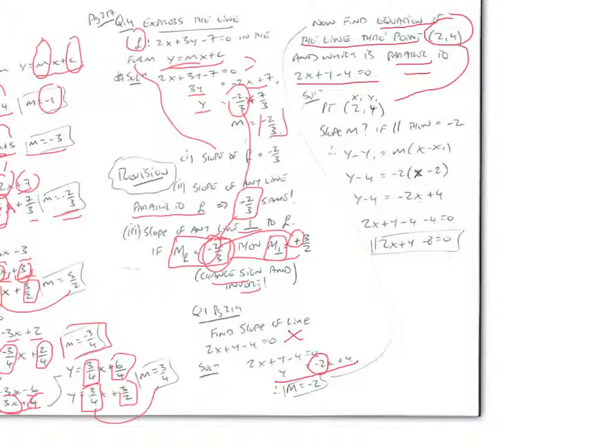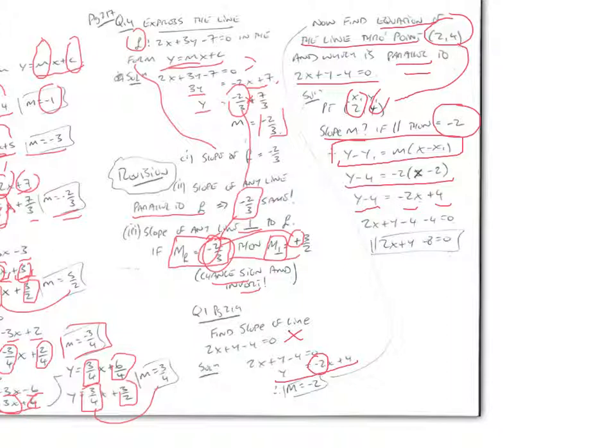So we know the point is 2, 4. That's our x1, y1 values. The line is parallel, so the slope is equal to minus 2. So we use the formula then to find the equation of the line. y minus y1 equals m times x minus x1. So if we plug in our values for y1 and x1, we get y minus 4 equals minus 2 times x minus 2. y minus 4 equals minus 2x plus 4.